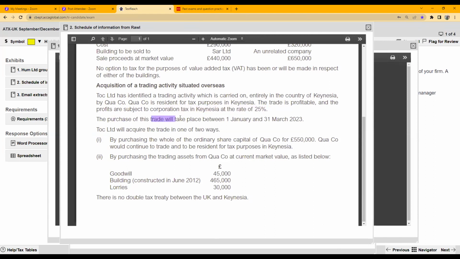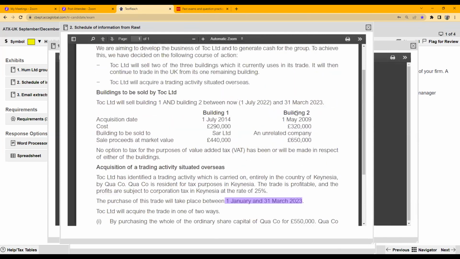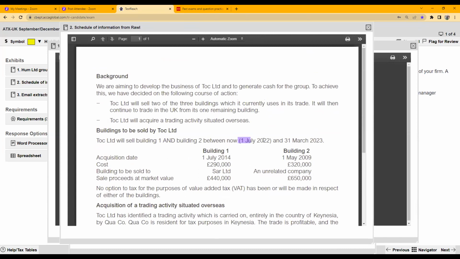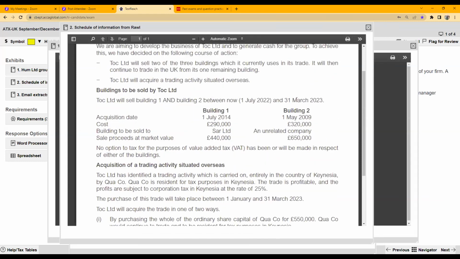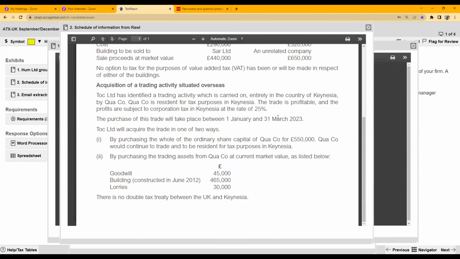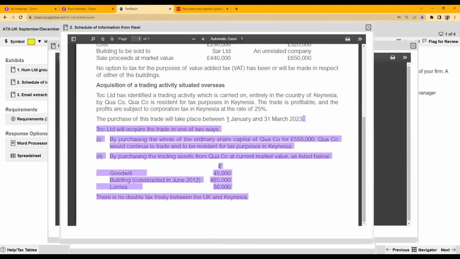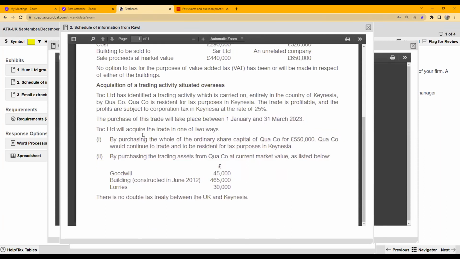The purchase of this trade will take place between January and 31st March. You can see the building is disposed of between these 2 dates and the other business assets will be purchased on the relevant dates. So the time period condition for the qualifying reinvestment time period is met, because the disposal of the old asset and the acquiring of the new asset are held in the qualifying reinvestment time period, right? So this is how you think while sitting in your exam.